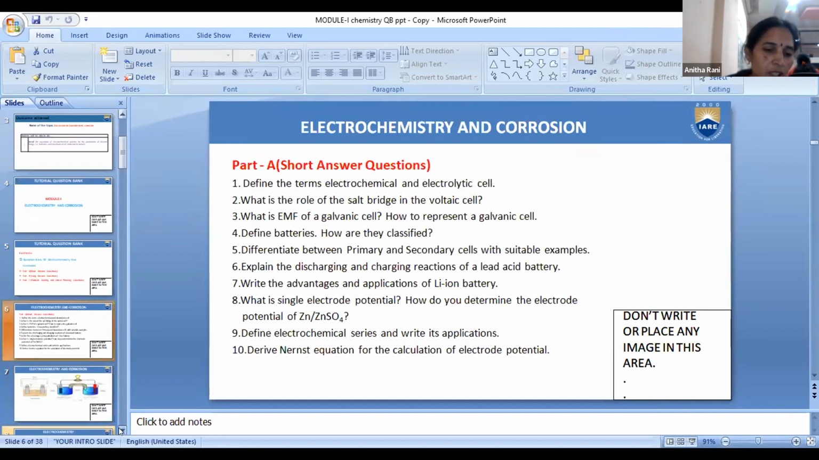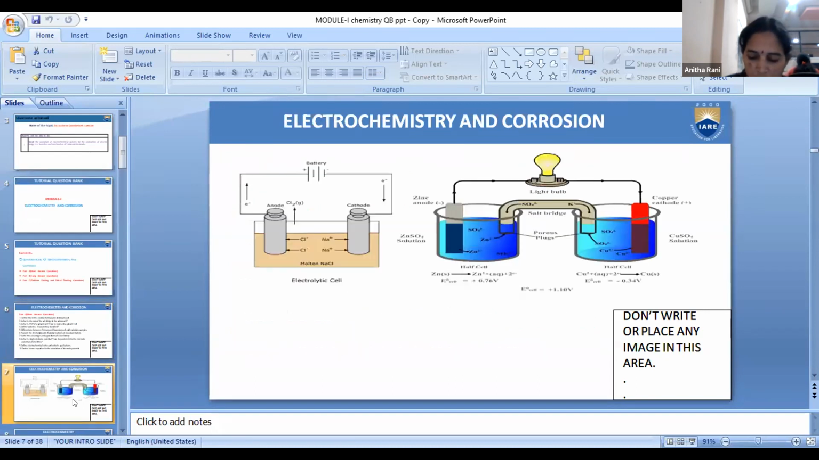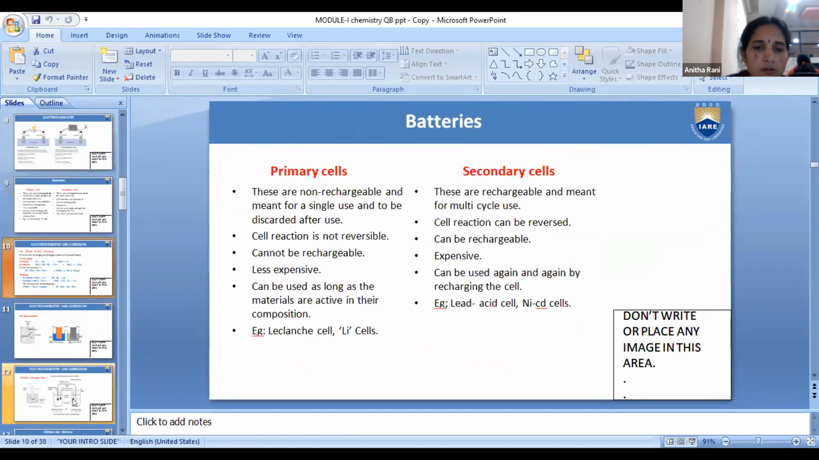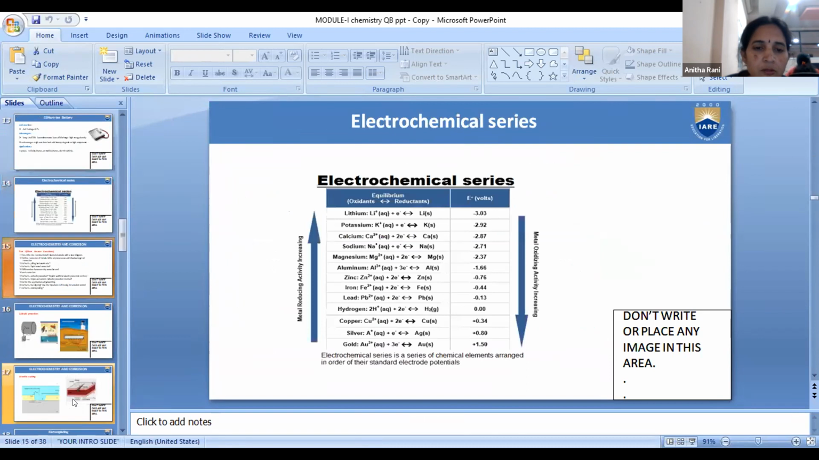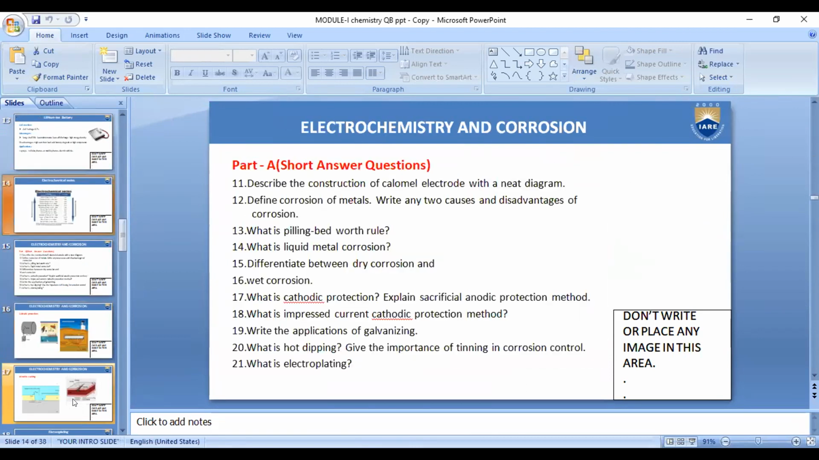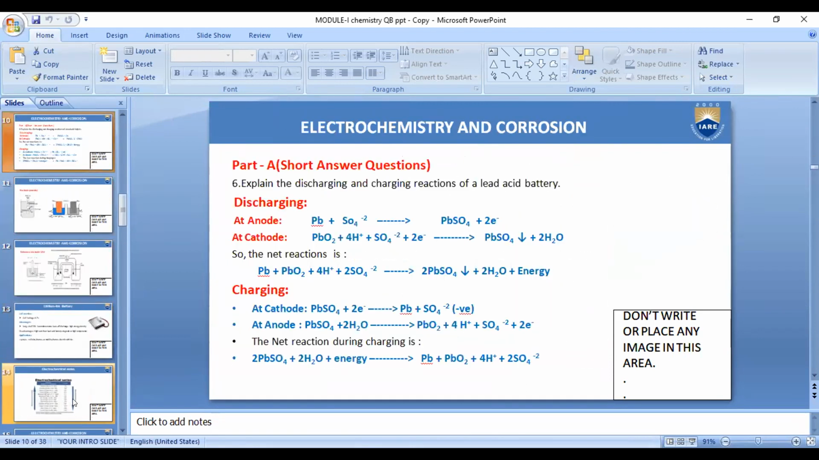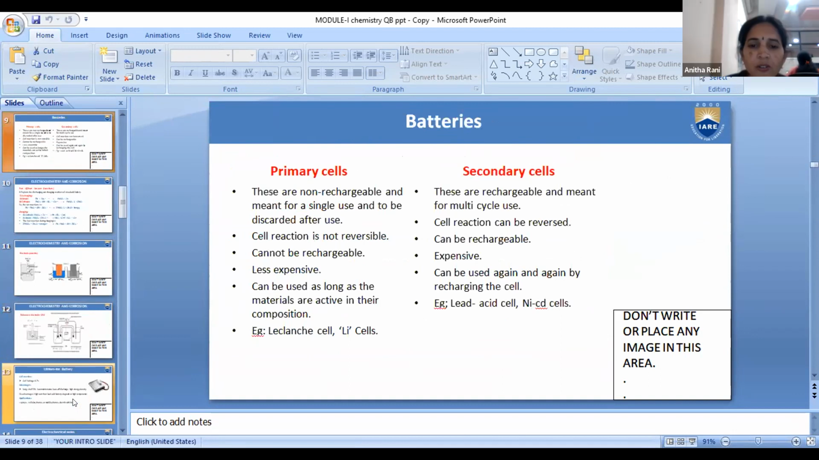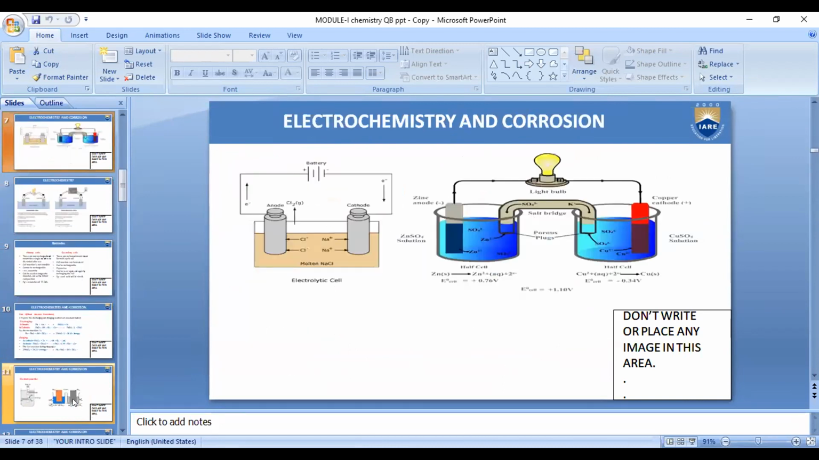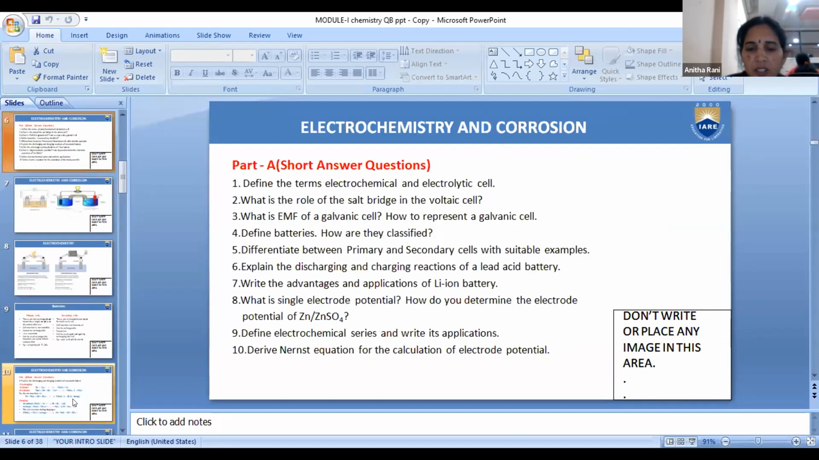Part A has 20 questions. I will just read them. You only need to study part B and part C. Part A is not needed. Part B, part C. Understood? Yes ma'am. You will get part B for 2 marks, part C for 3 marks.